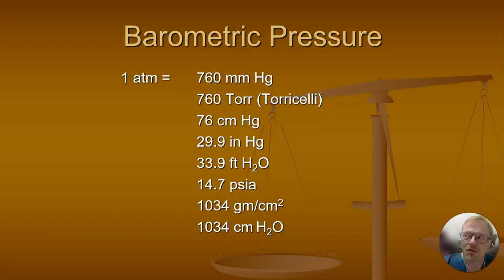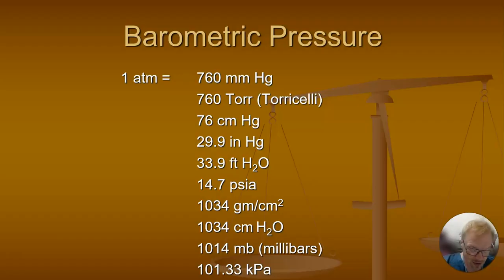In meteorology, when we're talking about the weather, they use a scale called millibars. So when you're watching the weather and they're talking about high pressures and low pressures, you'll see them use numbers in the millibar scale. And of course, the SI unit is kilopascal. So 1 atmosphere is equal to 101.33 kilopascals.